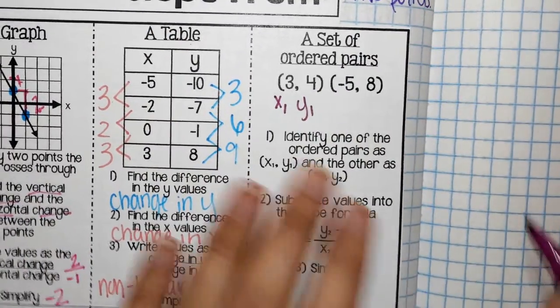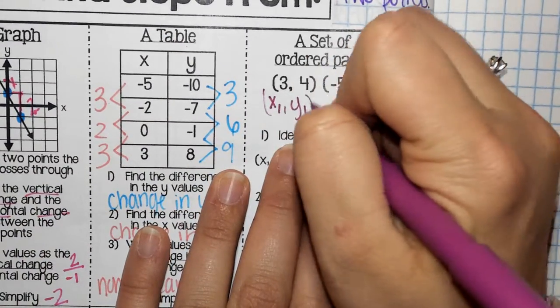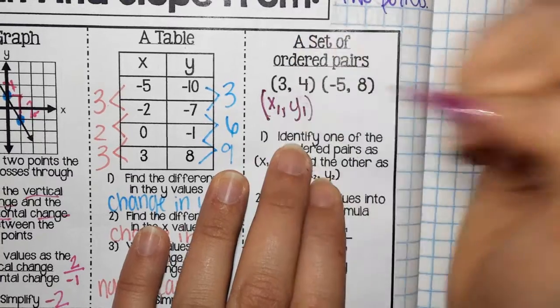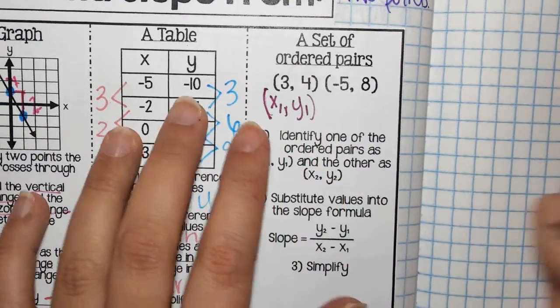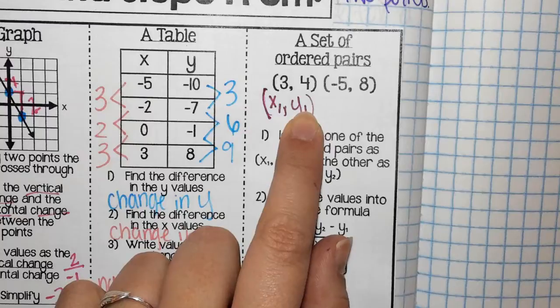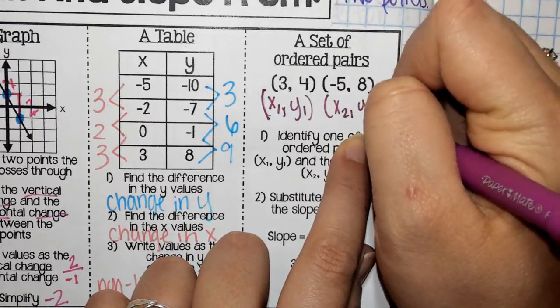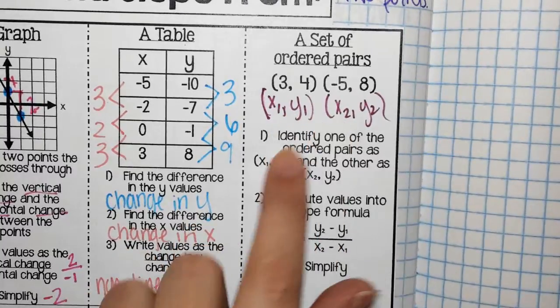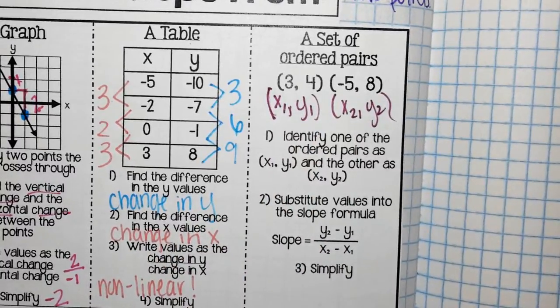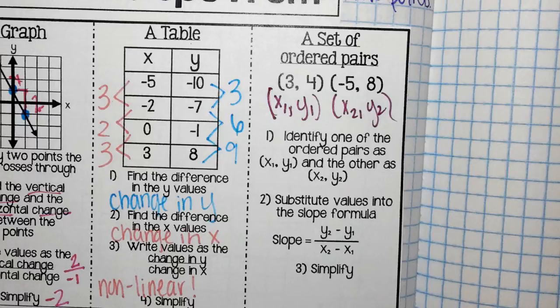I thought you did x1, x2. No, you always put x1 and y1 together, and then the other one is always x2, y2. So your 1s go together, your 2s go together. Yes, Tiara? And I remember, like, when, for the y.